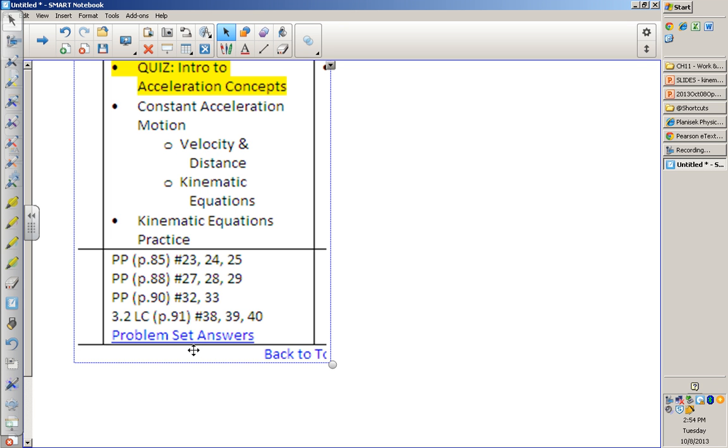On Thursday, we will review a little bit at the beginning. Then I will give you time in class to continue working on the lab that we started last week that we didn't finish. So that's our plan for Thursday. Okay?